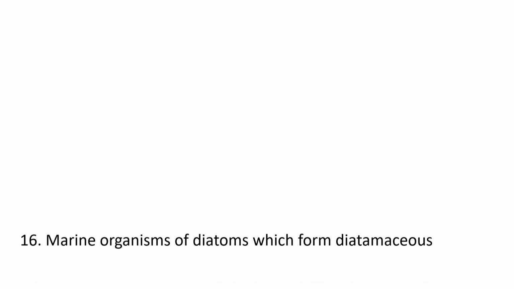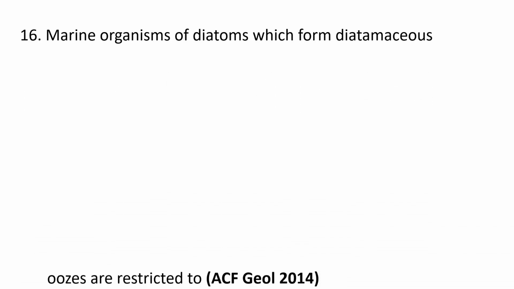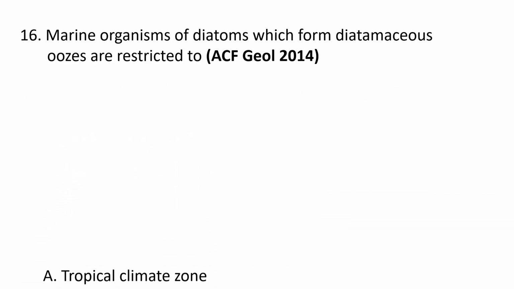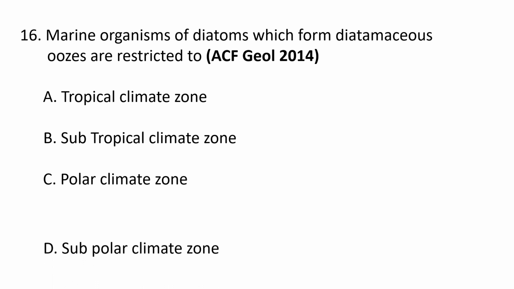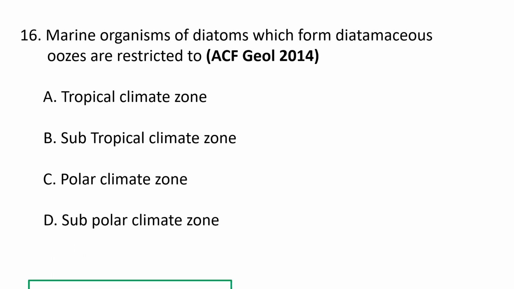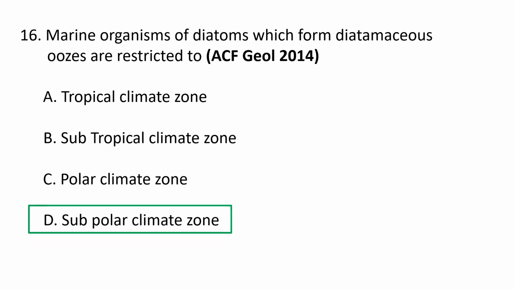Next question. Marine organisms of diatoms which form diatomaceous oozes are restricted to: A. Tropical climate zone, B. Subtropical climate zone, C. Polar climate zone, D. Subpolar climate zone. So, the correct option is subpolar climate zone. Diatom ooze is concentrated in the middle to high latitudes of the subpolar climate zone. So, D is the correct option.